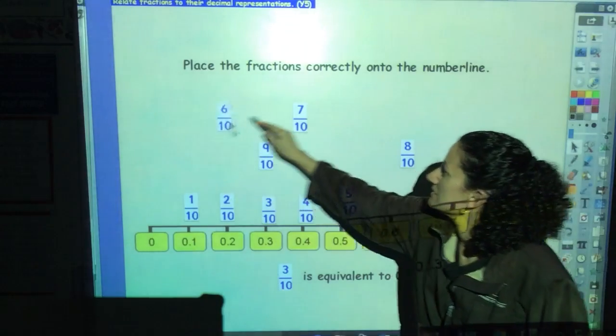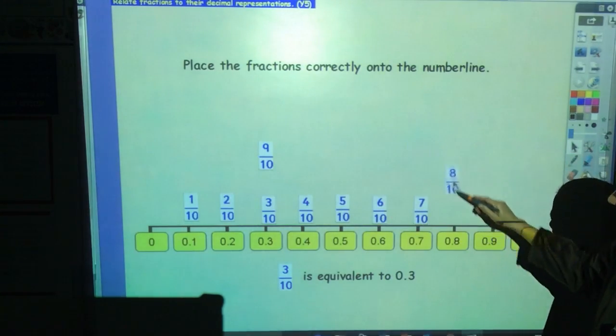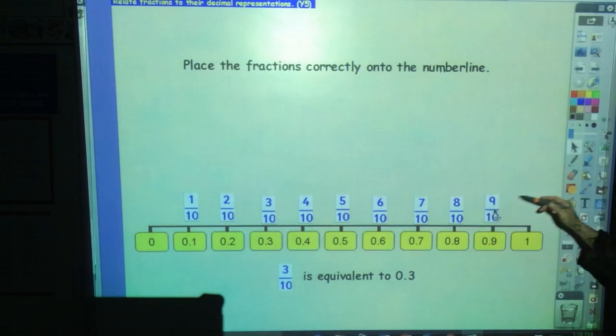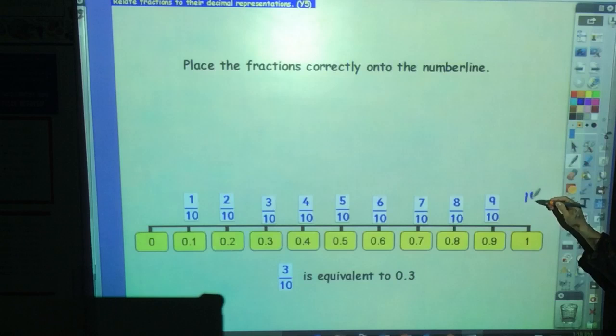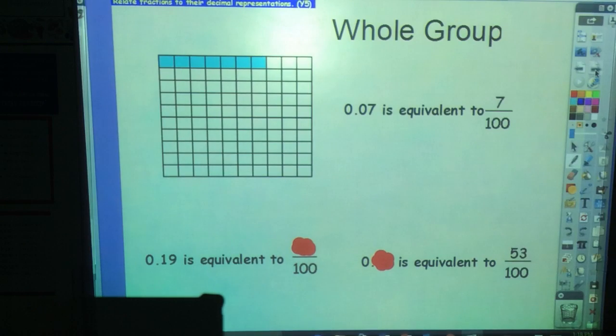5/10, 6/10, 7/10, 8/10, 9/10, and then we obviously have 1 whole, which can be written as 1.0, or it's also the same as 10/10. This is known as an improper fraction. It turns into a whole number, where the top number is bigger or equal to the bottom number. So it's a quick picture of equivalent fractions and decimals.